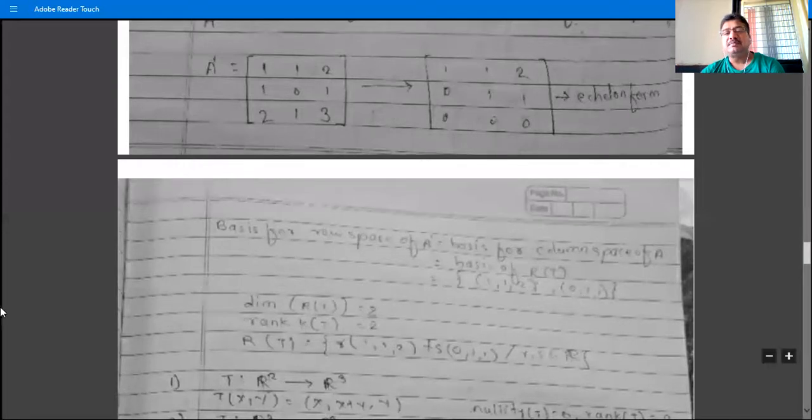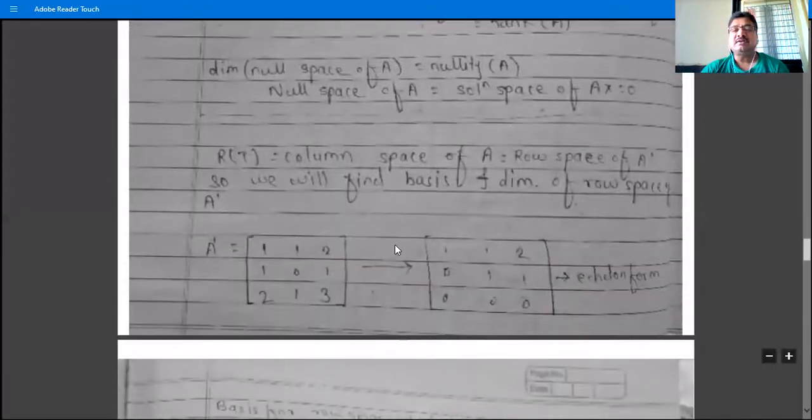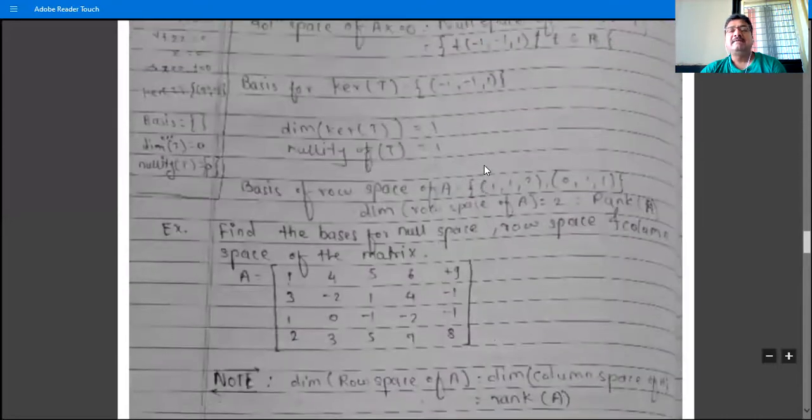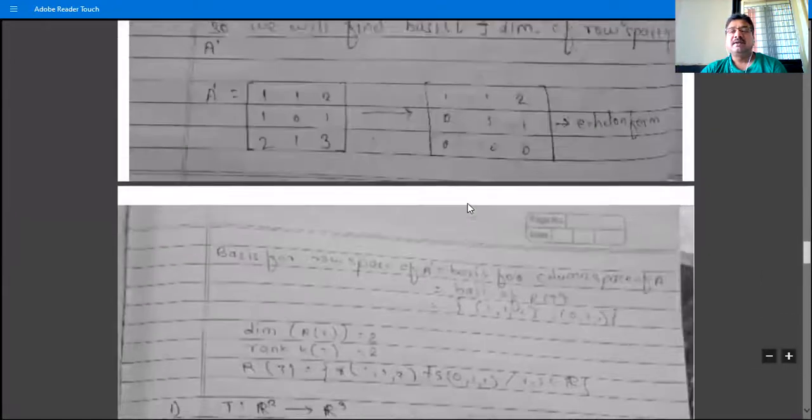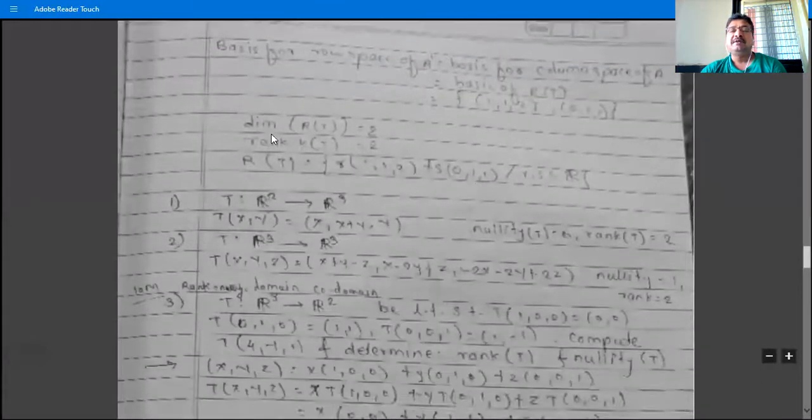These 2 vectors form the basis for the row space of A dash, and it is a basis for the column space of A. And the basis for the column space of A is the basis for the range of T. So either use this procedure to obtain the basis for the column space of A, or directly reduce the matrix A to echelon form, and the corresponding columns in A that contain a leading one form the basis for the column space of A. Using either method, the dimension of the range of T is 2, and therefore the rank of T is 2.